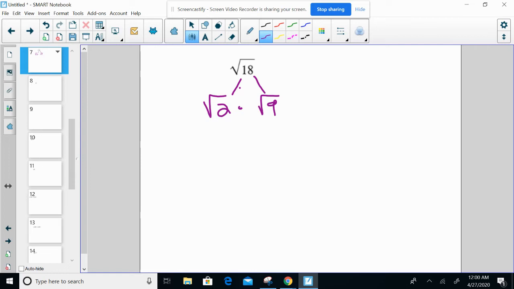We can break it down. If we want to put it back together, we would just multiply what's underneath the square root. So I'm just breaking it down into factors. Now, this is not the only way you could do it. I'll show you the other way in a second. All right. Now, 2 is prime. Prime just means you can't break it down any further. The only factors of 2 are 2 and 1, but we can break down the 9.